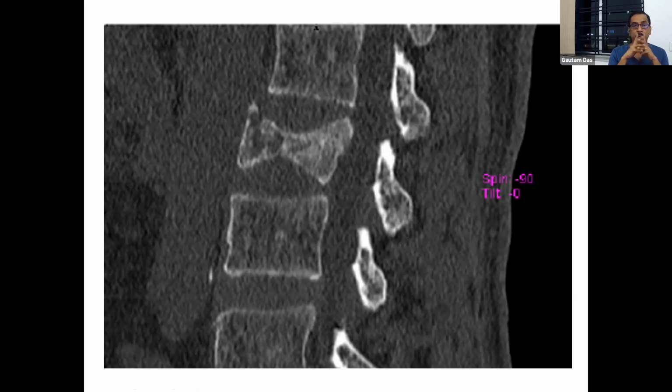So we talked about the pars fracture. The pars is very important for stability. In the same way, the ligamentum flavum, the interspinous ligament, and the supraspinous ligament are all very important structures for keeping stability. Can you see the ligaments here? No, we cannot see them. So the ligamentum flavum and the interspinous ligament can be identified only by MRI. To look at the posterior column integrity, we need an MRI.